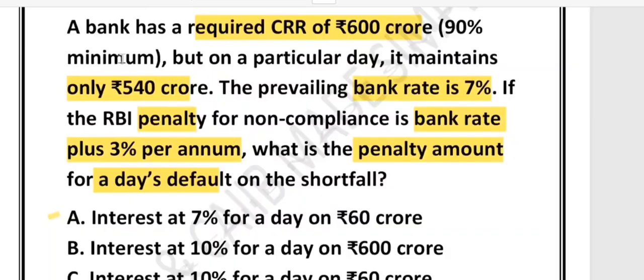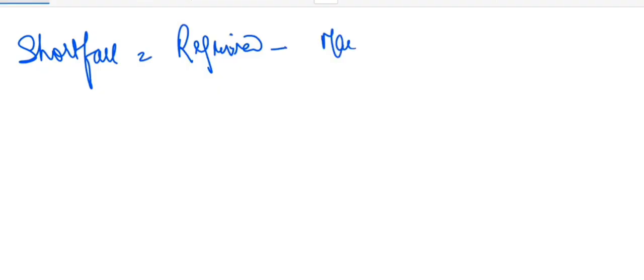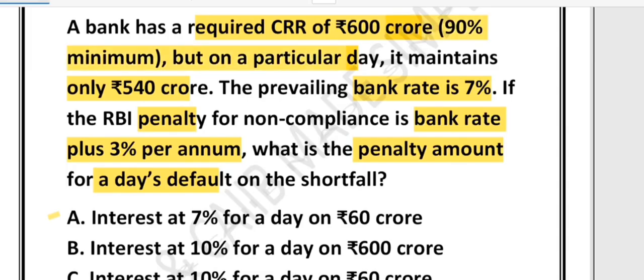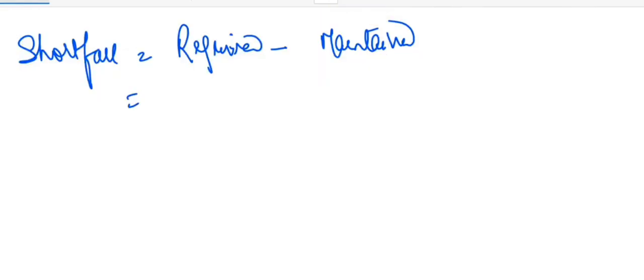So friends, in the question, as you can see, the required CRR is given. First of all, we will be interested in finding the shortfall in CRR. Very simple: you see how much is required minus how much is maintained. This difference will be the shortfall. As you can see here, required is 600 crore and they have maintained only 540 crore. Obviously, there is a shortfall. So 600 minus 540 gives you 60 crore. Think that you were supposed to keep 600 crore but had only 540 crore, so you are short by 60 crore.